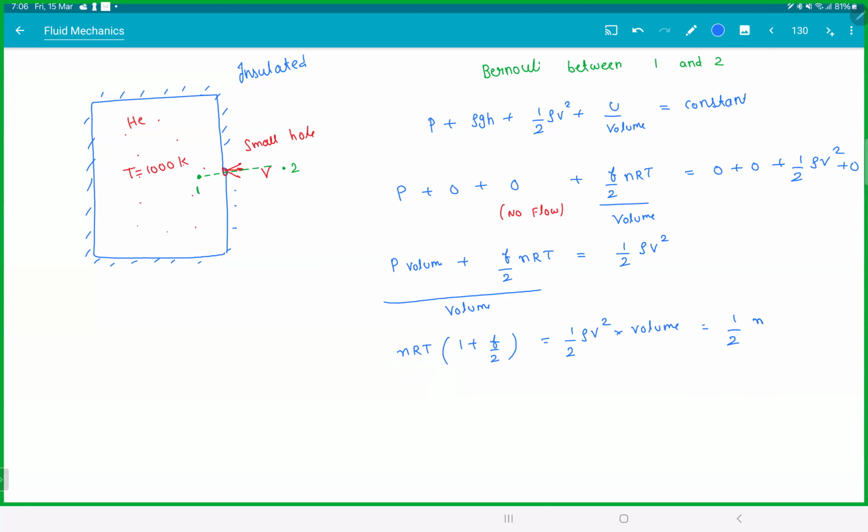That will be half into mass into velocity square. Then if I shift it this side, nRT, n is number of moles. What is mass by number of moles? Molecular weight. So RT, f is 3, so 5 by 2 RT equals mass by number of moles into half v square. So v will be root 5 RT by molecular weight.